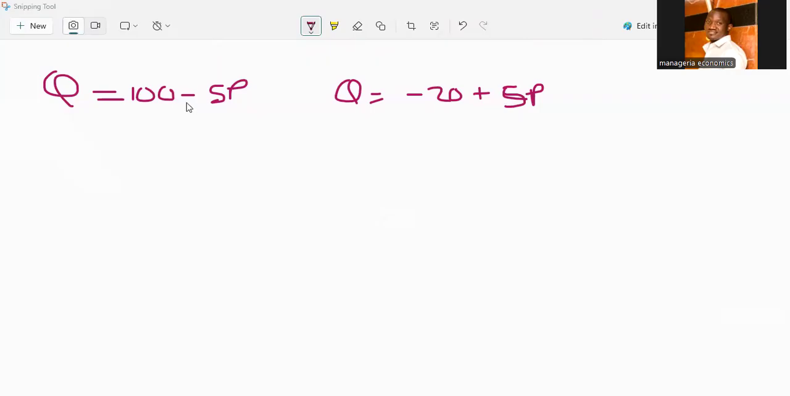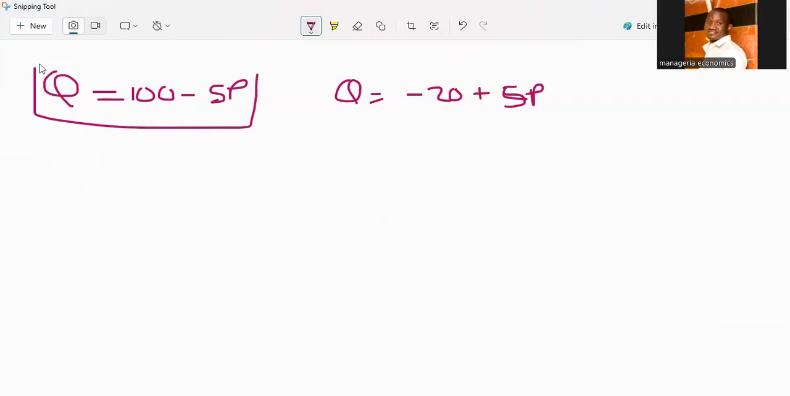This one is what? Demand. Why? Because it has a negative slope. This one is supply. Even when you're not told, at least you need to know that. So what we do to sketch this equation, we put the letters on one side.